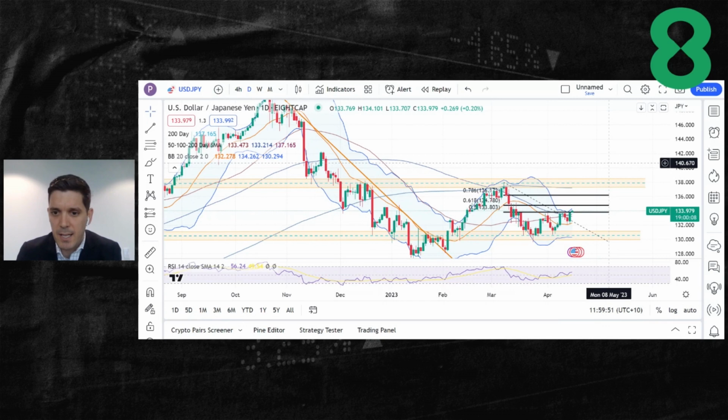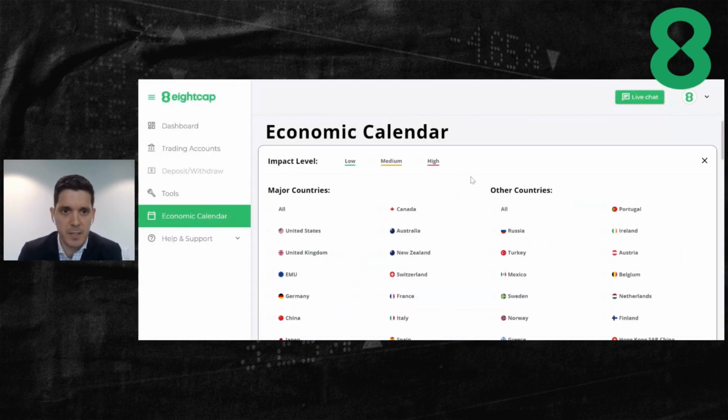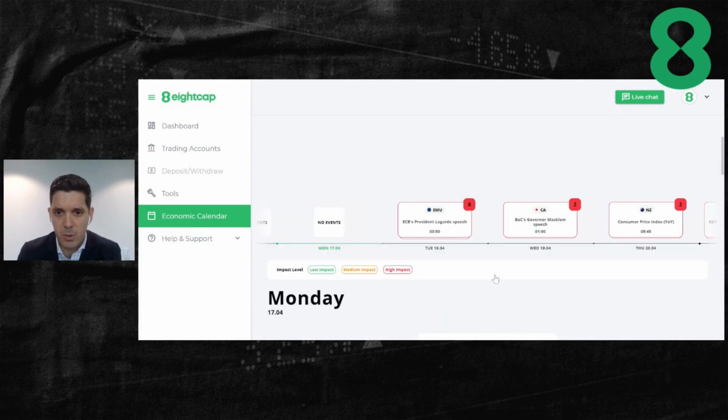The last point that I would like to raise is the economic news for the week ahead. So what I would like to do is bring up the QT calendar of Eightcap. What we have here is filtering out the impact level news. For the week ahead, I'd like to have a look at the high impact news only. Tomorrow night, we do have ECB President Lagarde's speech. They're talking about another 50 basis point interest rate rise, or being a little bit hawkish.